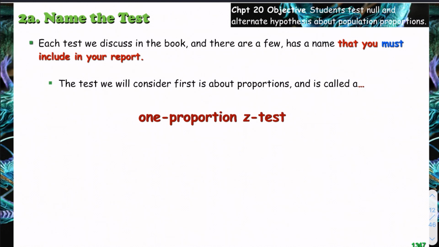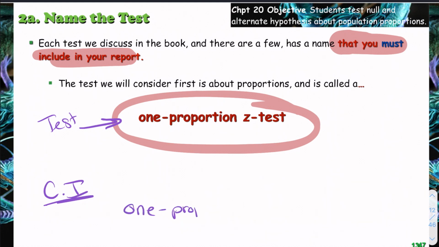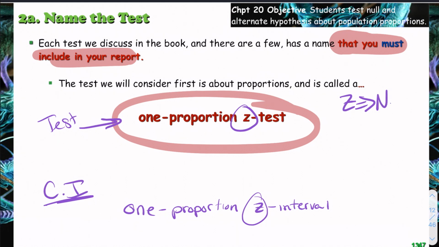So each test we will discuss in the book, and there are a few, has a name that you must include in your report. I don't make the rules. Statisticians and the AP test need these. So the test we will first consider about proportions is called a one proportion Z test. So now I've introduced two names. This is the test we will take. If we were building a confidence interval, we had a one proportion Z interval, if you recall from chapter 19. So now we have a Z interval and a Z test. Both are using the letter Z. When you see Z's, you should think a normal model.